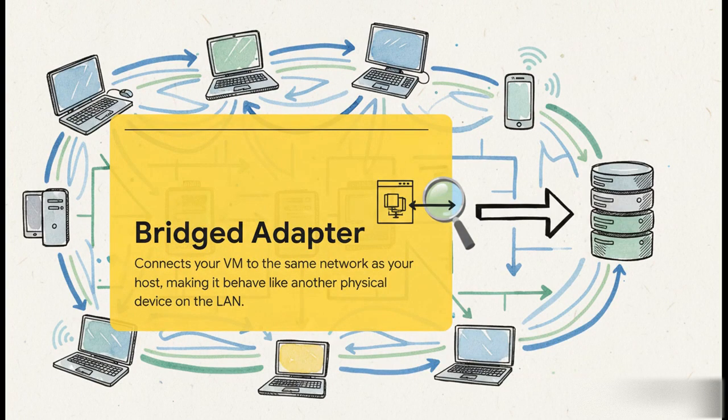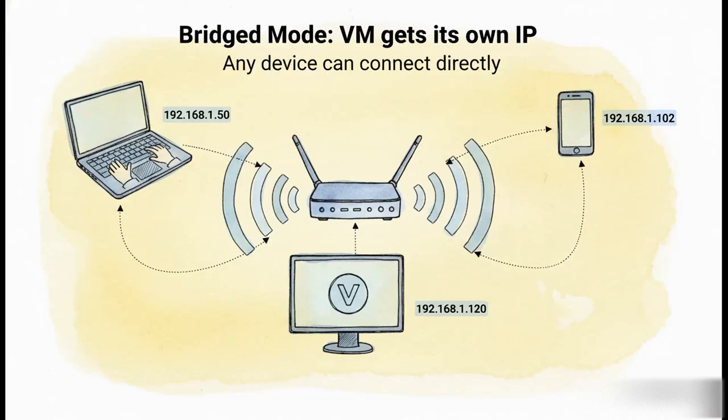All right, now let's switch gears to a completely different approach. This is the bridged adapter. Instead of hiding your VM, this mode does the exact opposite. It puts your virtual machine right on your actual home or office network. It's not hiding behind your computer anymore. It becomes a first-class citizen on your network. And what that means is your router gives it its very own IP address, just like it does for your phone or your smart TV. So if your laptop is 192.168.1.50, your VM might pop up as 192.168.1.120. Every other device on your network can see it and talk to it directly.